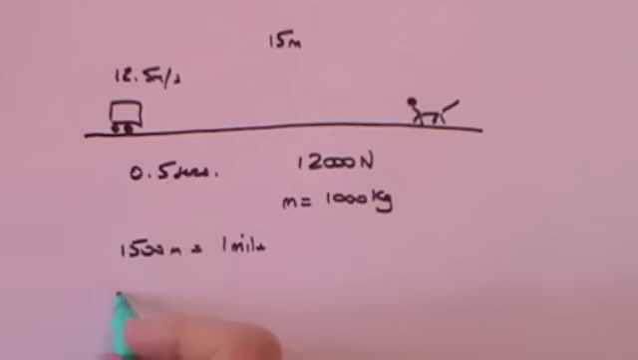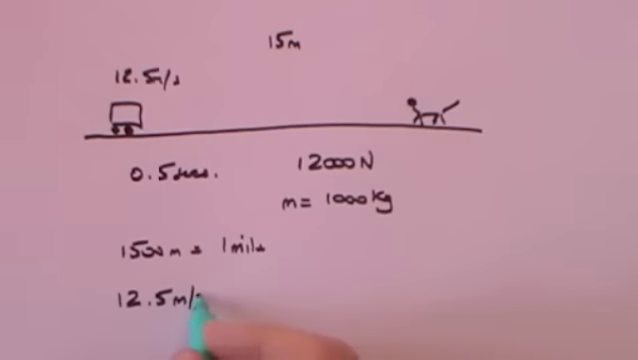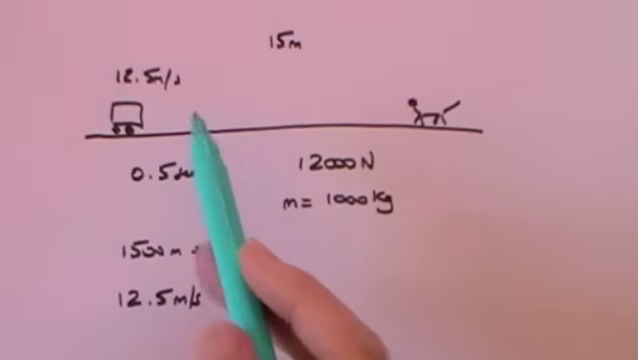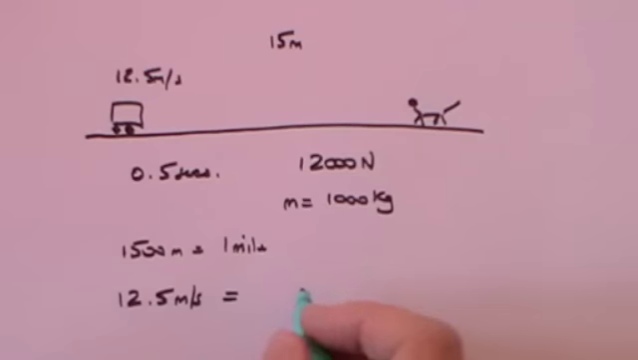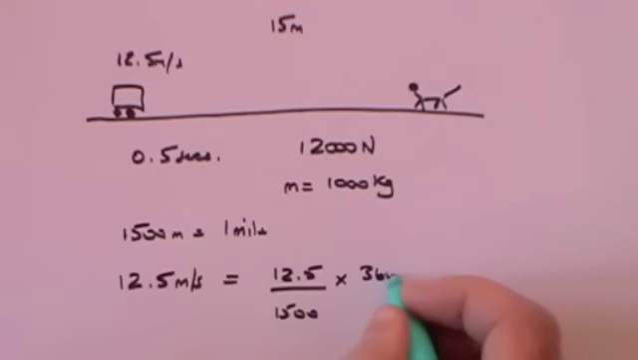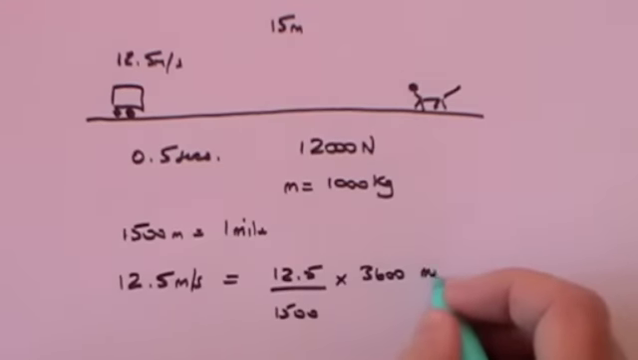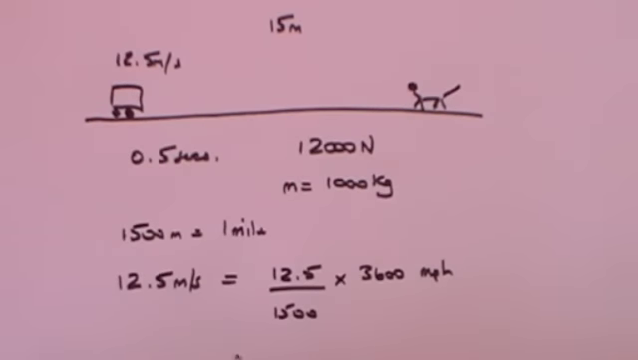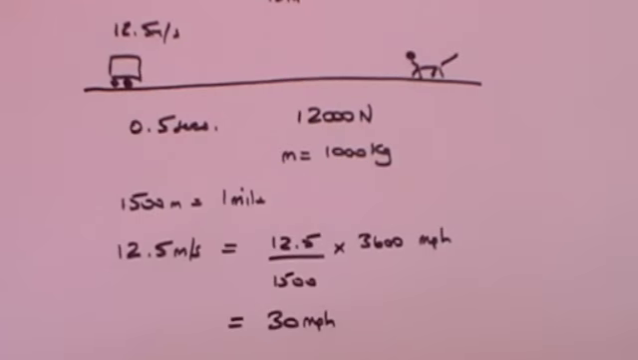So 12.5 meters per second, which is the speed of the car, is equal to 12.5 divided by 1500 miles per second, but then there are 3,600 seconds per hour, so that is the speed in miles per hour. And if you calculate that, you should find that comes to 30 miles per hour, which is the speed limit in the UK in towns and cities.